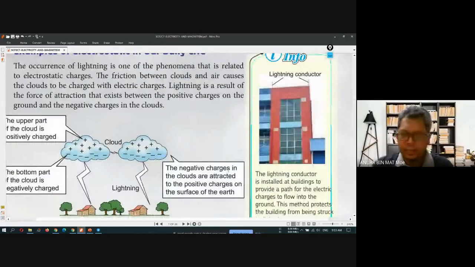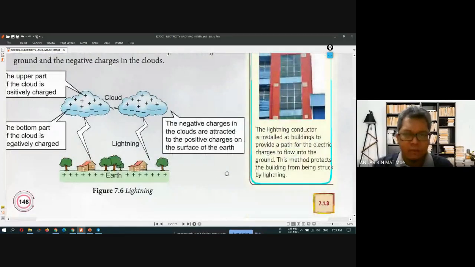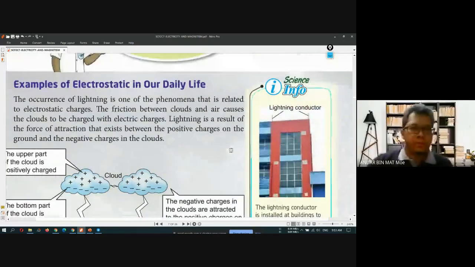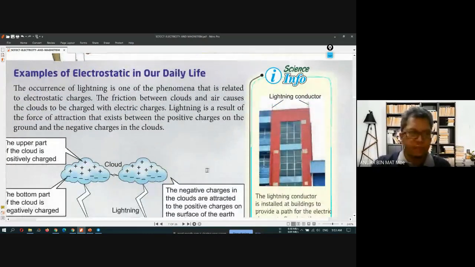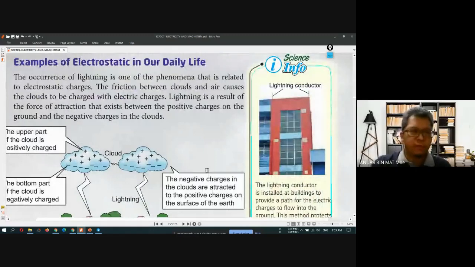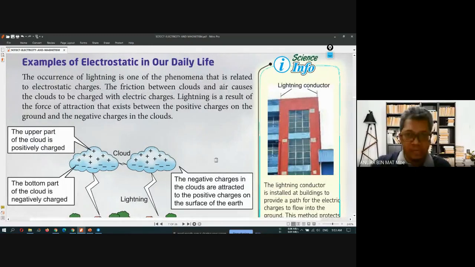Next, examples of electrostatics in our daily life. I think this topic you can try to read for yourself. There are many examples of electrostatics in our daily life. The most common electrostatic phenomenon that we can hear, see, and feel is the occurrence of lightning.